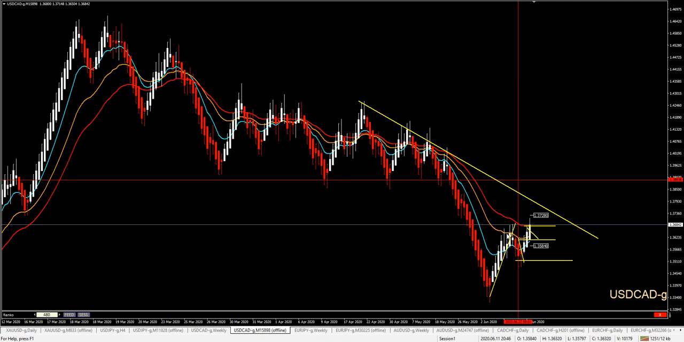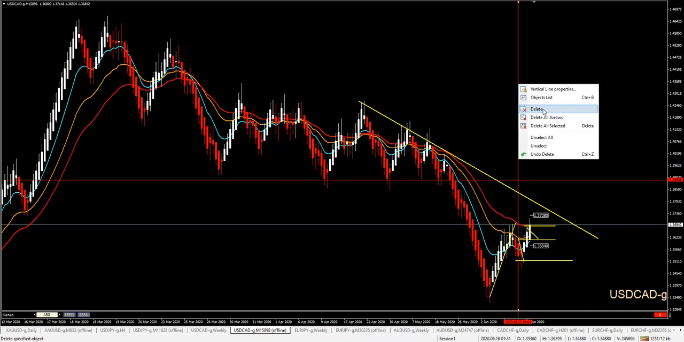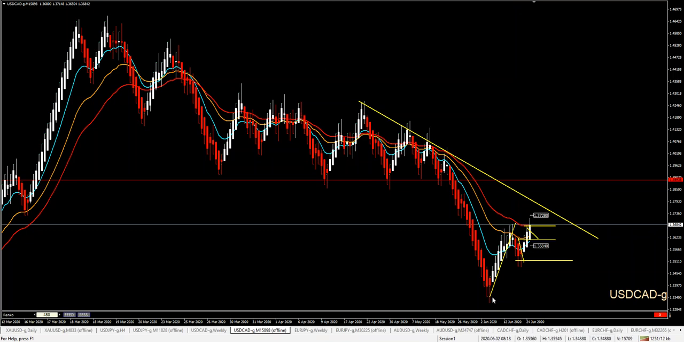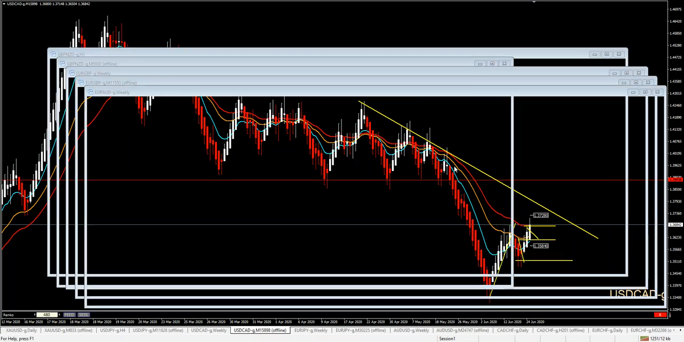240 pips short and long, 12 times our APO only on USD CAD. Let's continue on the GBP New Zealand dollar.